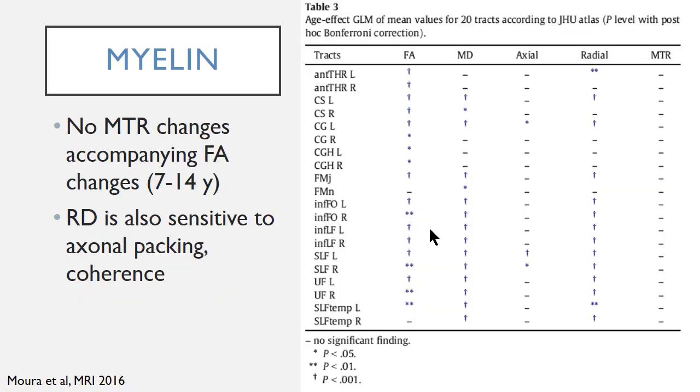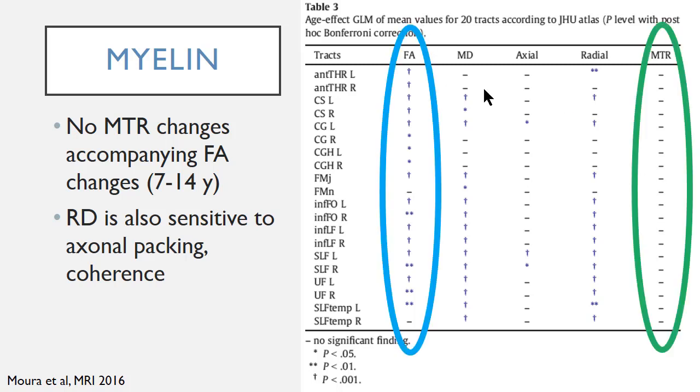There's also some evidence not in favor of myelin as a contributor. This is a study that looked at diffusion parameters and magnetization transfer ratio. In FA, they saw almost every tract showed significant positive correlations with age between 7 and 14, whereas magnetization transfer ratio showed no correlations with age. So what they suggested is that because MTR is also sensitive to myelin, there isn't a myelin change happening, and it might be something else that FA is sensitive to, for example, axonal packing or axon coherence, which FA and radial diffusivity are also sensitive to.